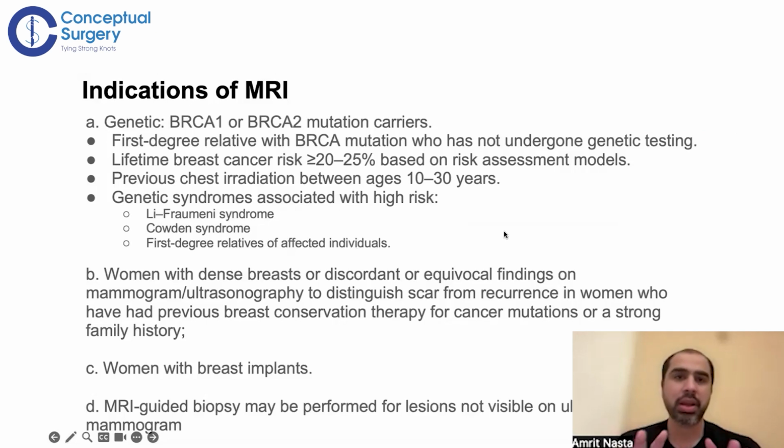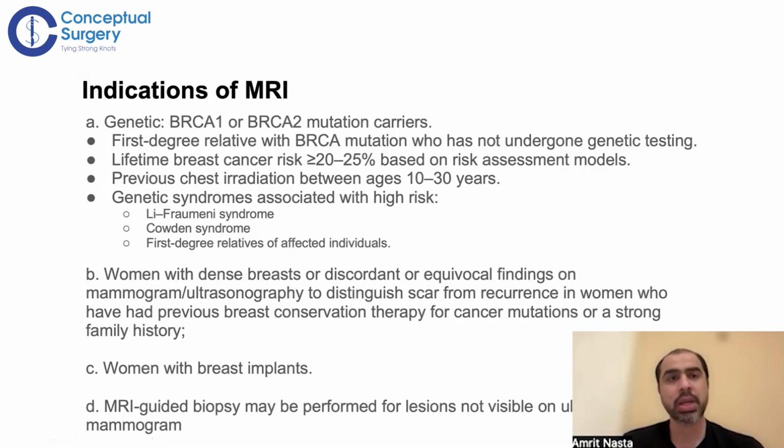So in these patients, instead of waiting for them to turn 40 and then doing screening mammo, we do screening MRI, and they are going to be started at a younger age, usually by the age of 25 to 30 years, because you want to pick up the tumor earlier.